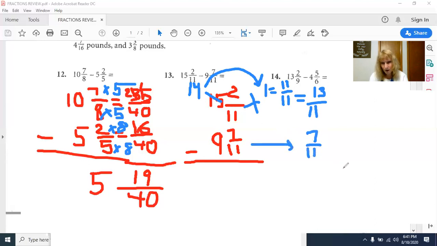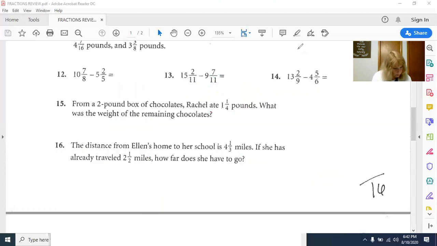Okay. Now that I've renamed that and borrowed, now I can subtract from my 7/11 over from here. So 13 minus 7 is 6/11. And then I subtract my 14 minus my 9, 5, right? So my final answer should be 5 and 6/11. You had an answer of 6 and 5/11. So I think you just transposed something there.